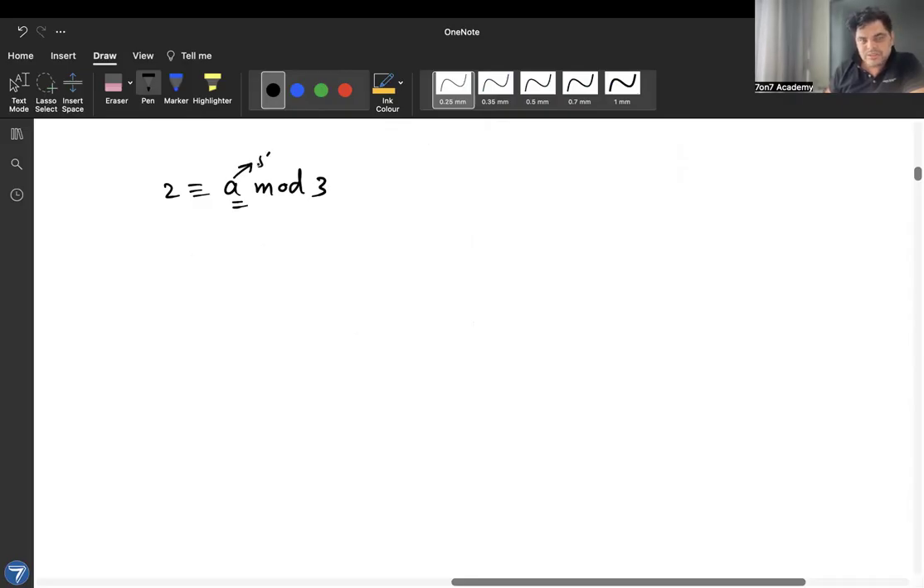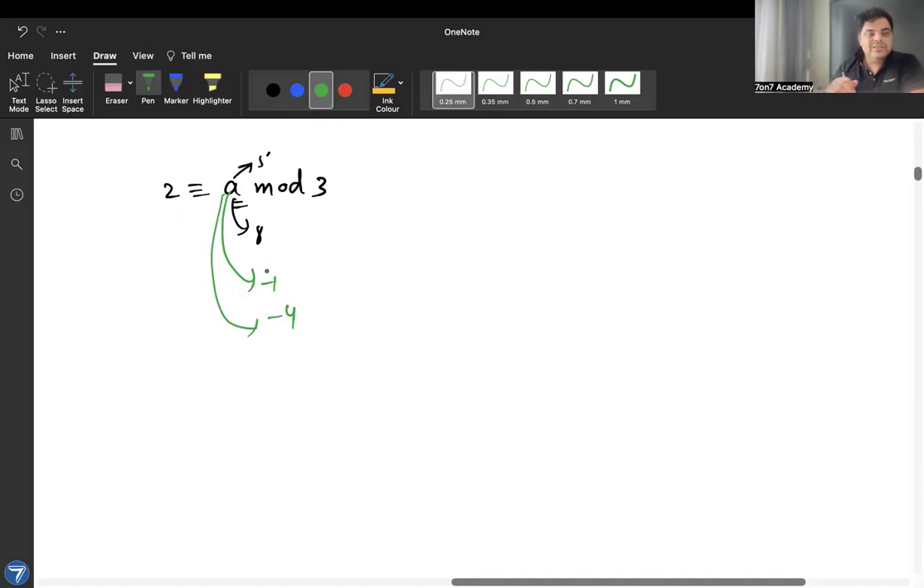If you divide 5 by 3, that will give remainder 2 only. Can I add 3 on it and write 8? Yes. Can I write minus 1 also? You subtract 3 on it, you can write minus 1. You can subtract 3 again on it, minus 4. Agree? So these all can be written.